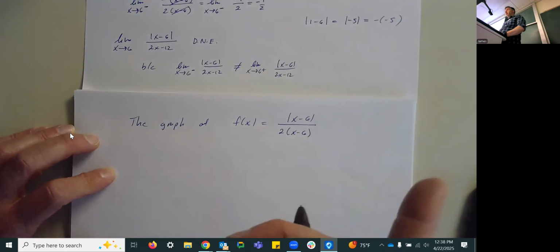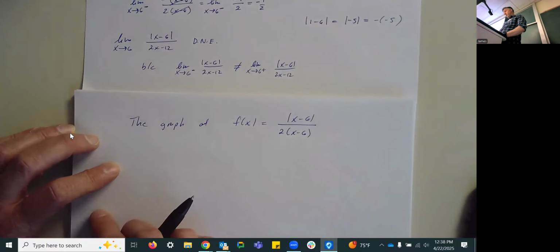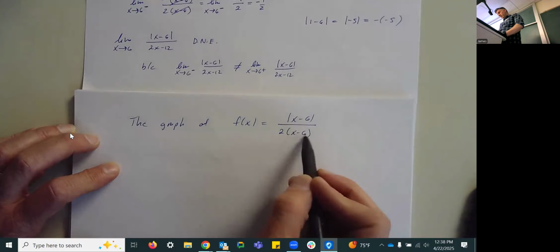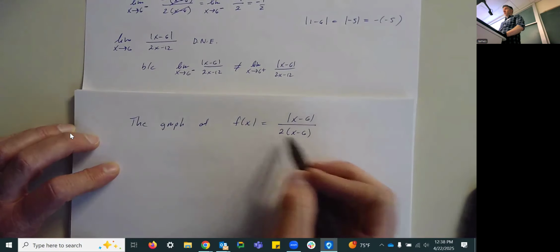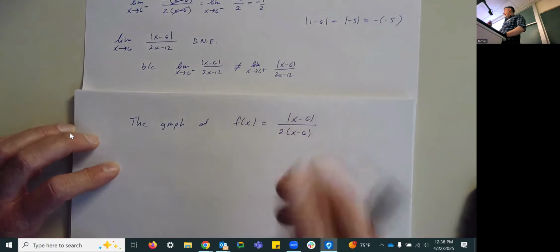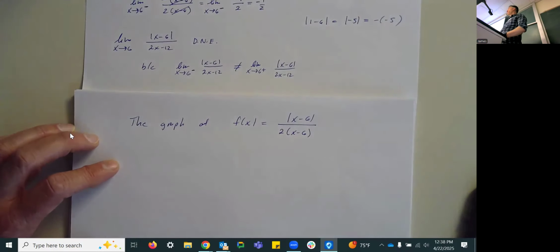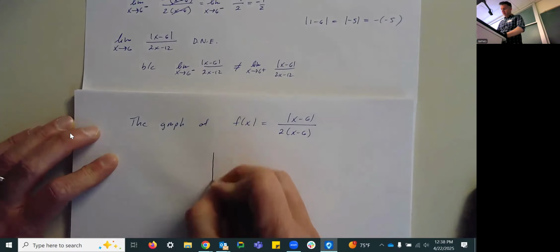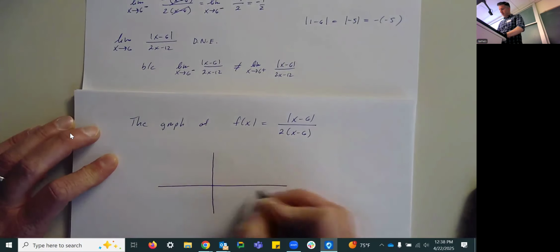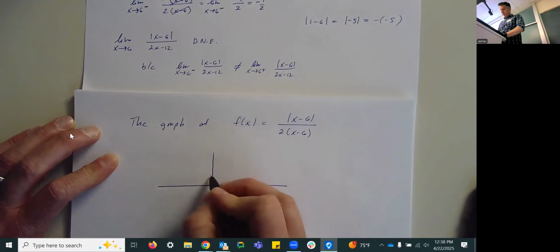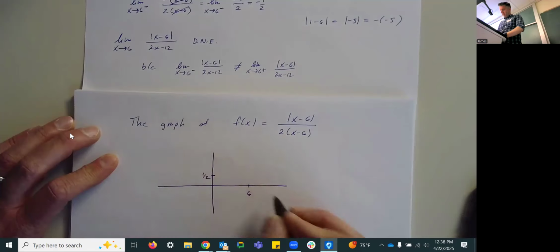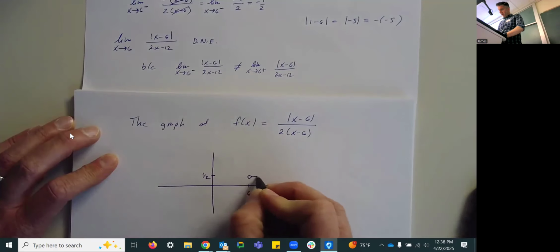Did you do it when you plugged in 10? You get the same thing, right? 10 minus 6 is 4. 4 divided by 2 times 4 is going to be 1/2. Any number you pick bigger than 6 will give you an output of positive 1/2. So if we try to graph this thing, over here at 6, any choice bigger than 6 will give you a y value of 1/2.